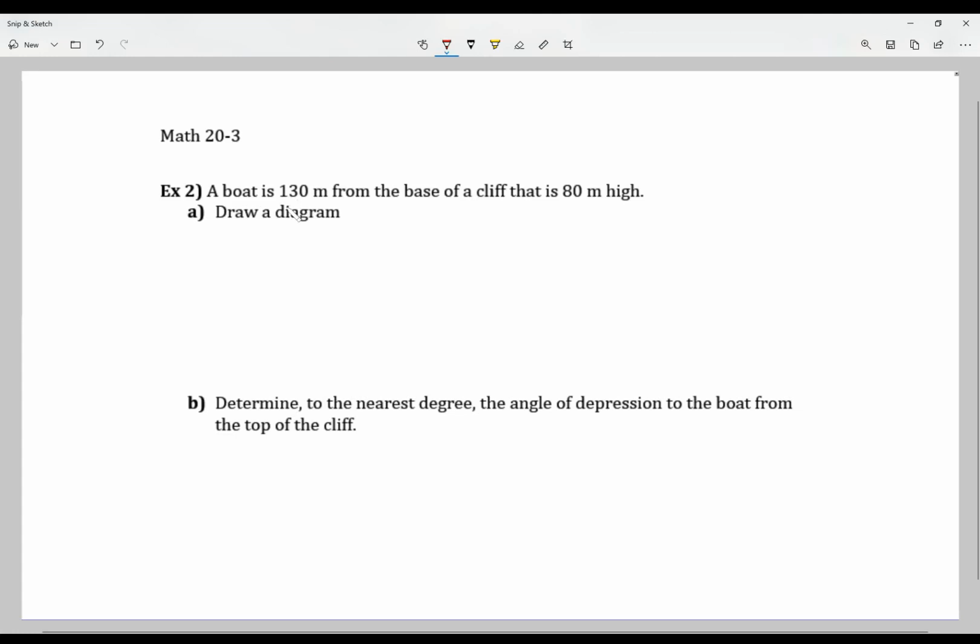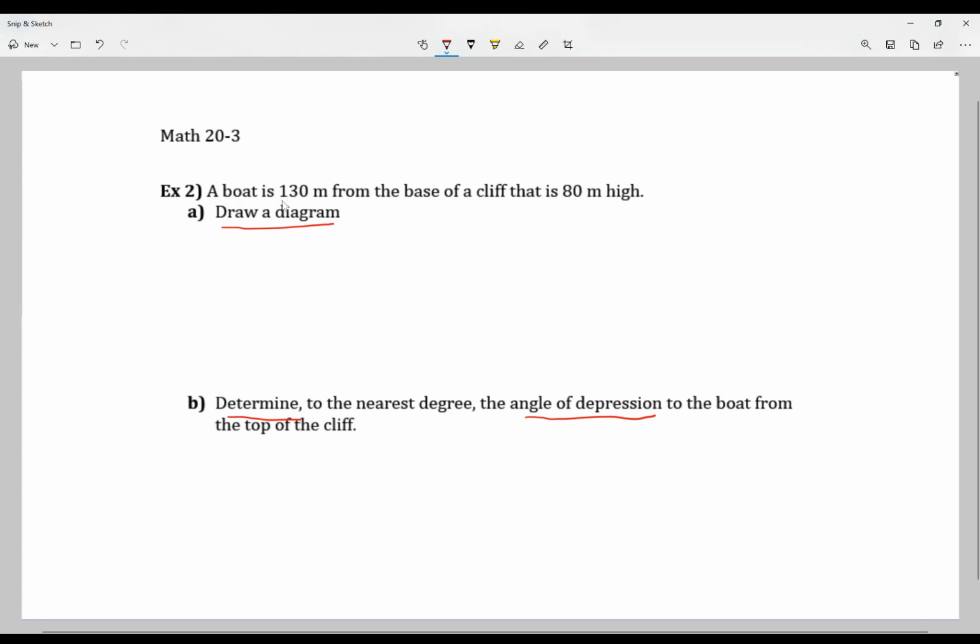Okay, here's the last example for lesson three. It's a word problem, and you're going to be expected to read a word problem and draw a diagram from that word problem and then determine angles. Like in this case, it's going to ask for the angle of depression to the boat from the top of the cliff. We'll get to that. Well, let's start with this.